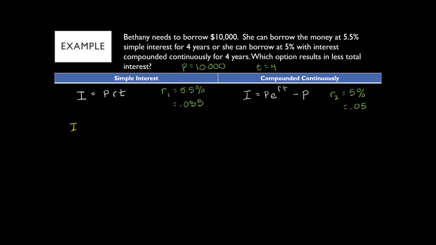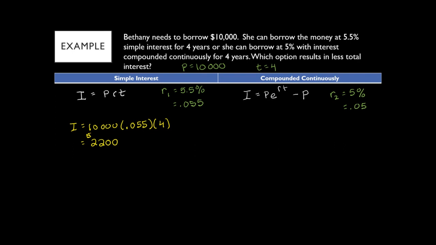So on the left, I'll start with the simple interest. So we have $10,000 times R, which we're using 0.055 for this one, and then T, which is 4. So we can just do that in one step on our calculator. Just literally type in all of that stuff multiplied together. And so we get $2,200 of interest from the simple interest.